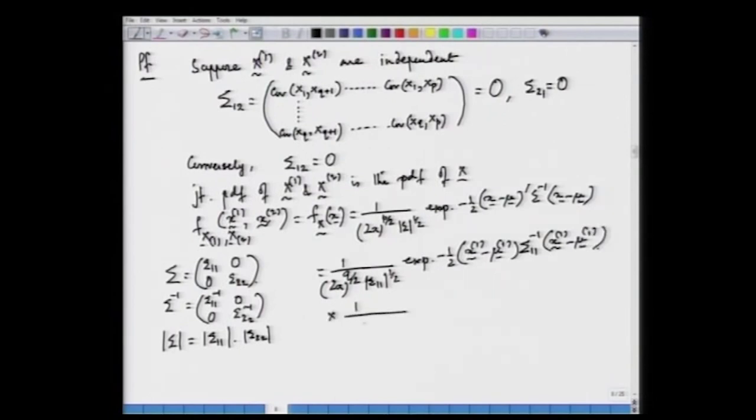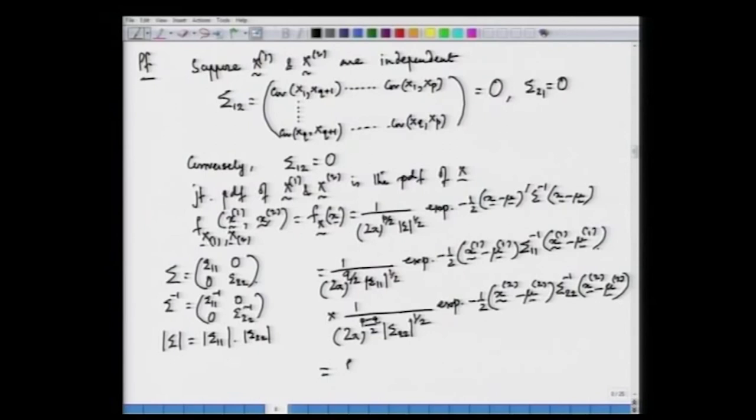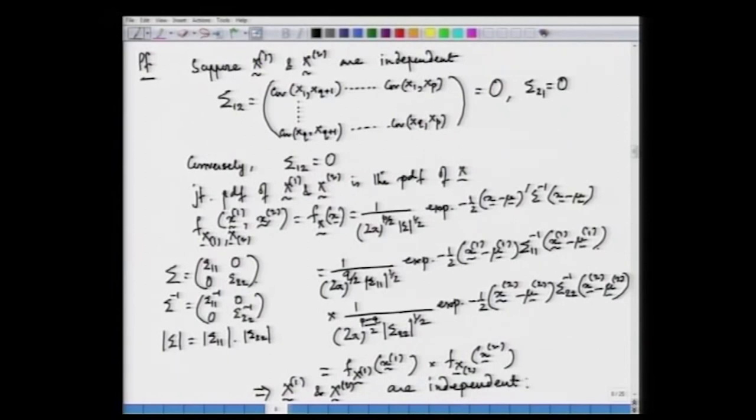The other part is nothing but the 2 pi with the rest of it, which is p minus q by 2, determinant of sigma 2 2 with minus half, and the residual part from the original quadratic form is coming here, which comprises the x 2 vector. So, I have x 2 minus mu 2 sigma 2 2 inverse x 2 minus mu 2, which is nothing but f of x 1 at x 1 times f of x 2 at x 2. So, the joint PDF of x 1 and x 2 is the product of the marginal PDFs, implying that x 1 and x 2 are independent. Again, a very special feature of the multivariate normal distribution.